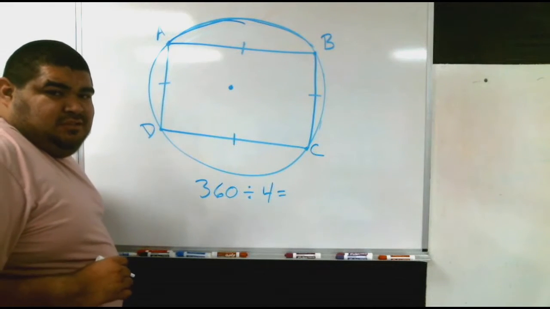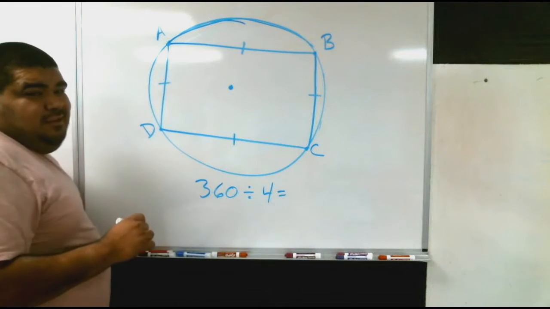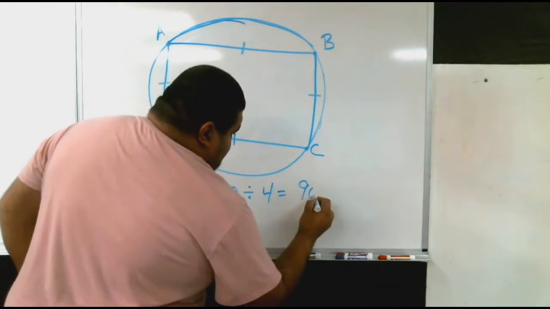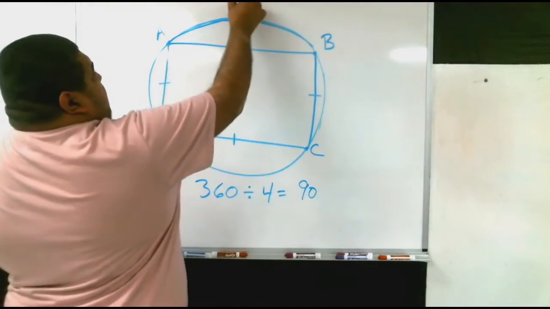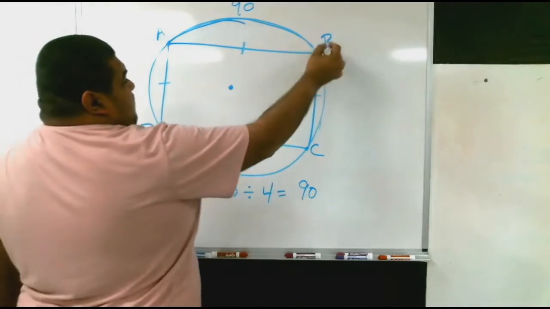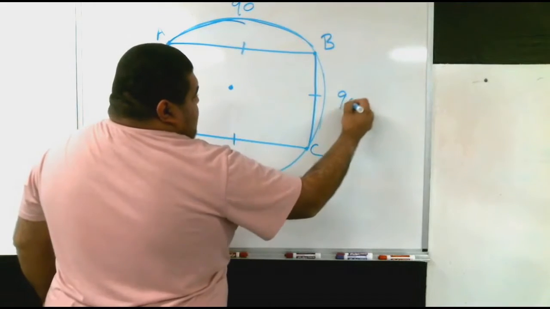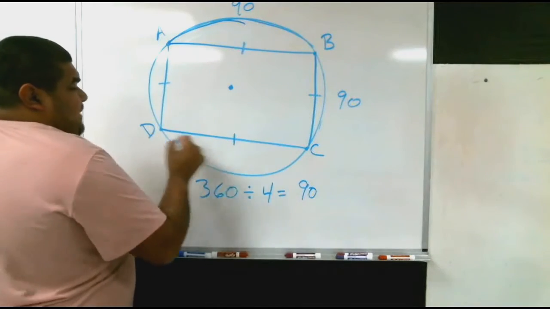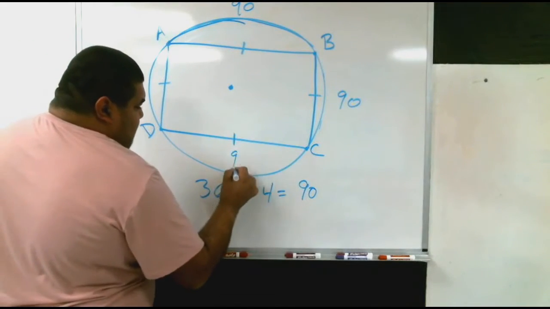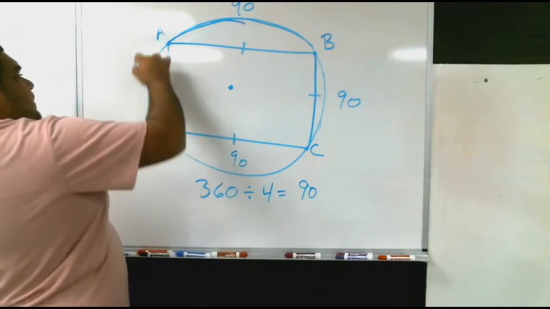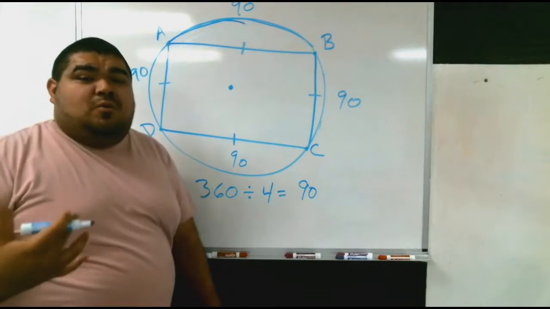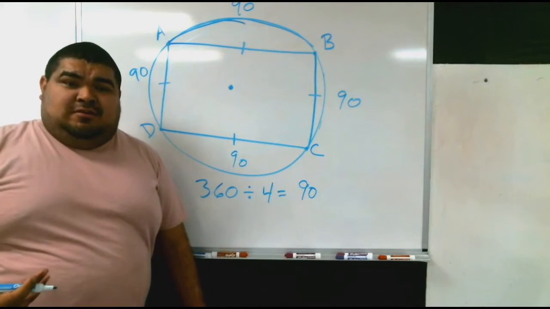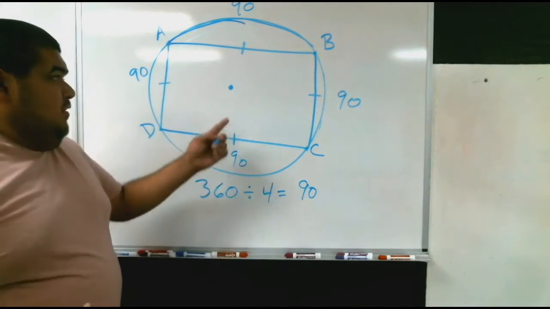any suggestions? If you said 90, good. 90. So the measurement from A to B is 90. From B to C is 90. From D to C is 90, the arc. And then D to A is 90. That is all we're doing today, just finding the arc. Later on we'll start finding the angles.